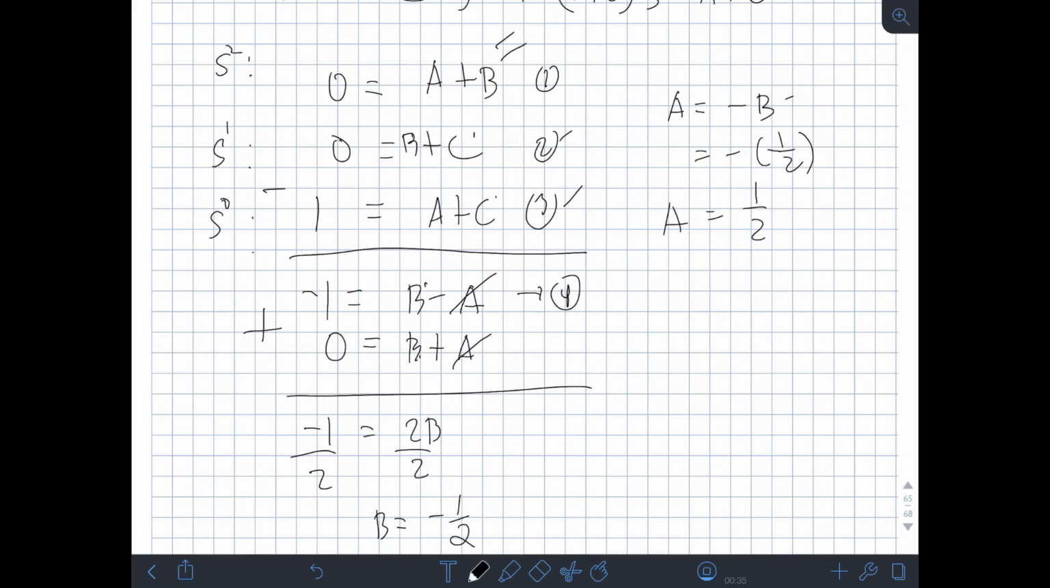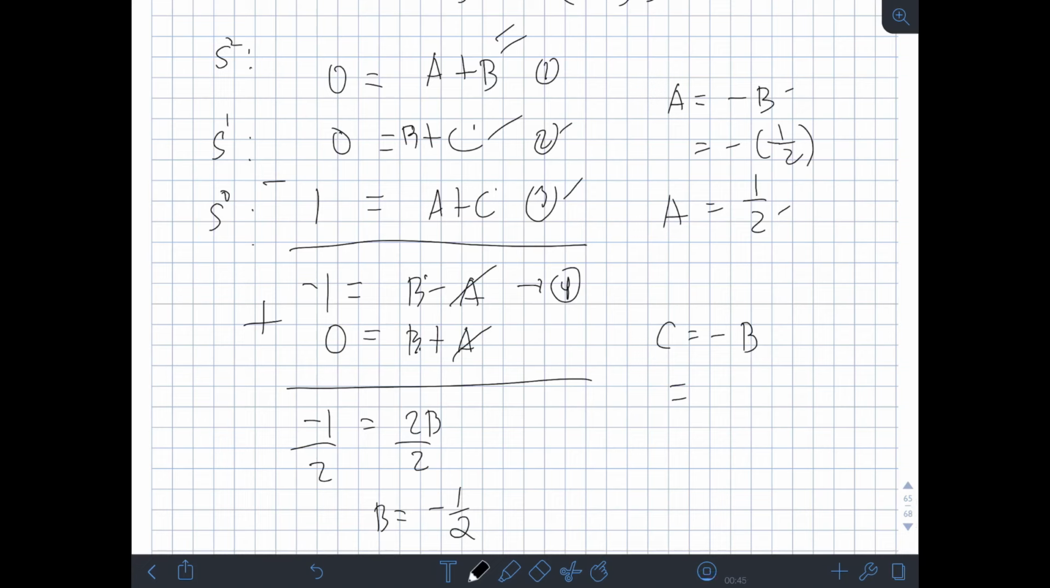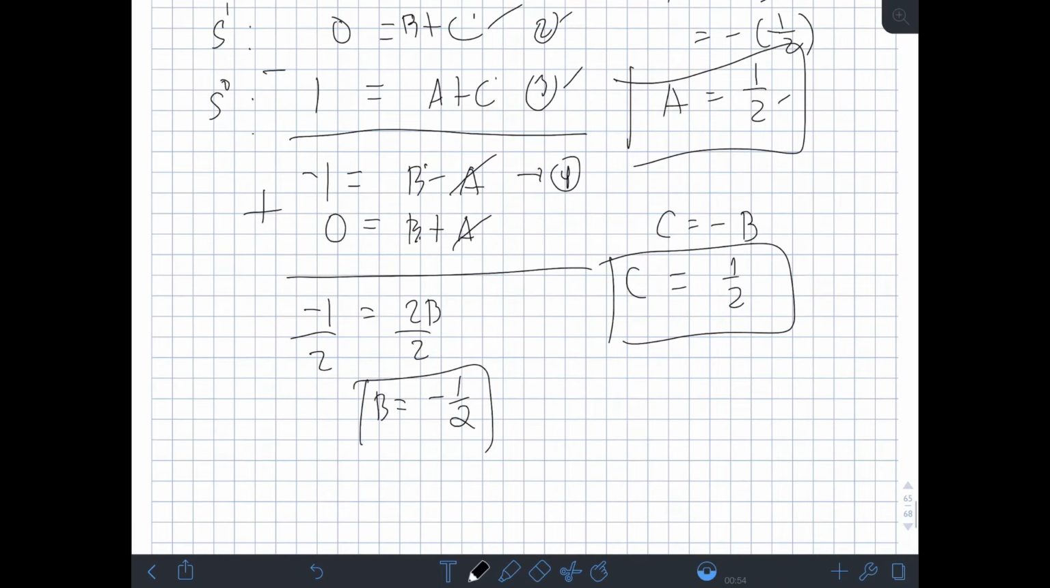Siya si a. And then si c, dito na lang ulit sa equation 2. So, c is equal to negative b. So, equal lang siya then sa a kasi a is equal to negative b. So, a is equal to 1 half. So, c is therefore 1 half then. So, therefore, meron na tayong a, b, c.